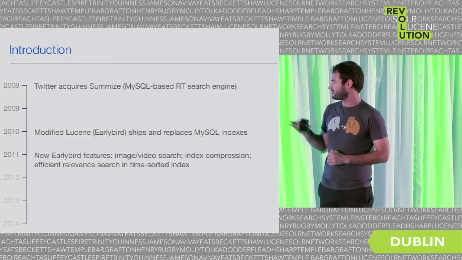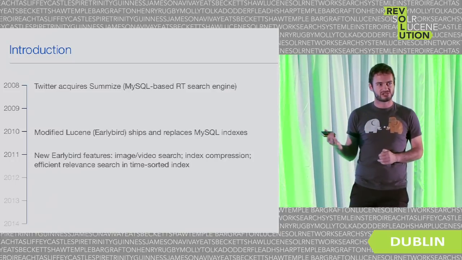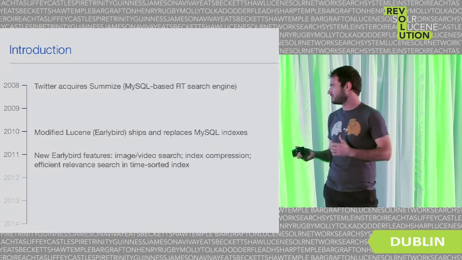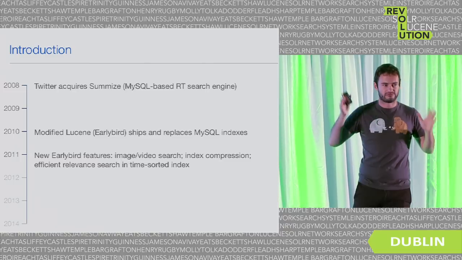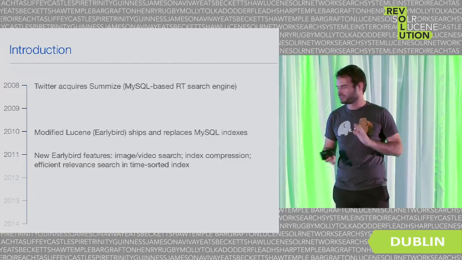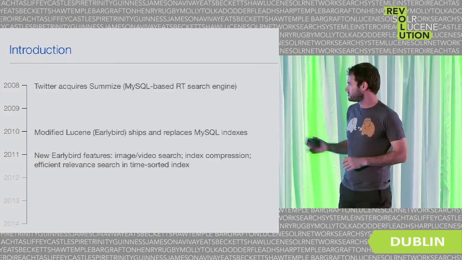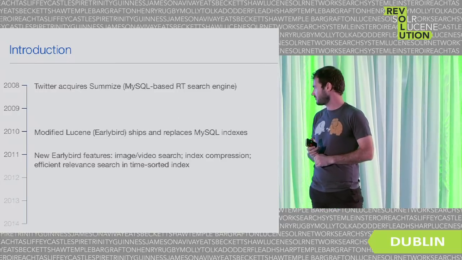For example, in 2011, we launched new product features, like you can now search for images and videos. If you search on Twitter, you get not only tweets in your search timeline, but you also get Vine videos and popular images and that kind of stuff, which of course is coming from the search index.